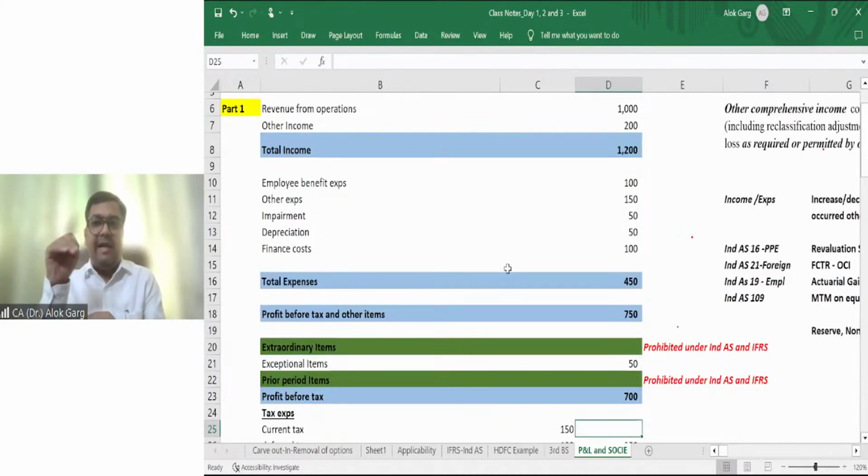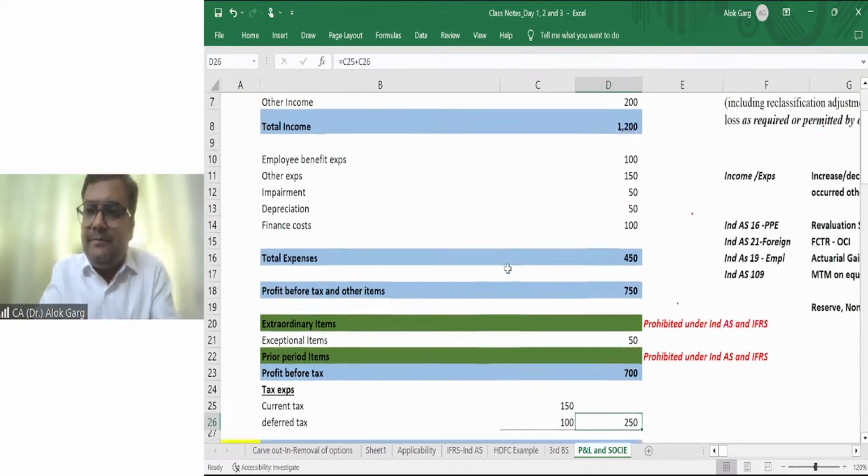There are 9 items which are written in the Ind AS 1 and which are coming from different Ind AS. There is a list of 9 items. You can refer my PPT or you can refer study material where you need to remember those 9 items which are part of other comprehensive income, right?